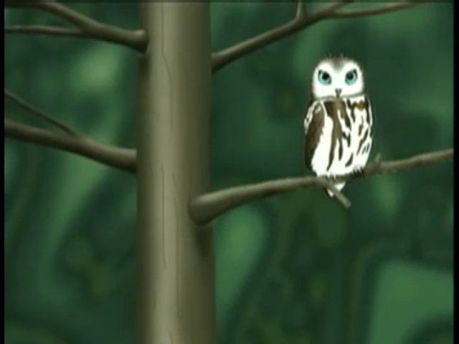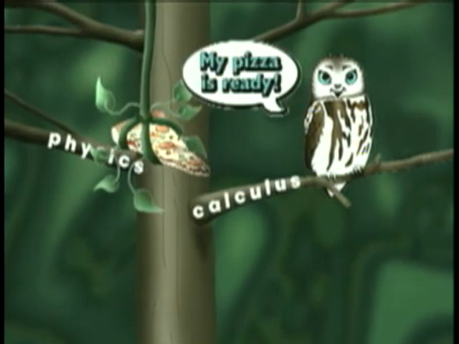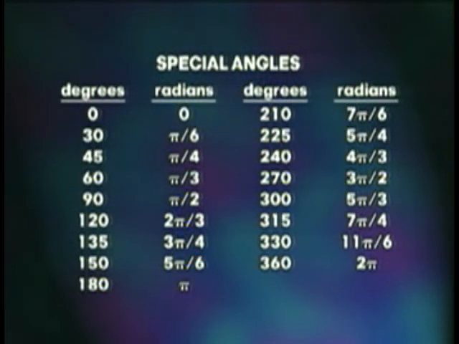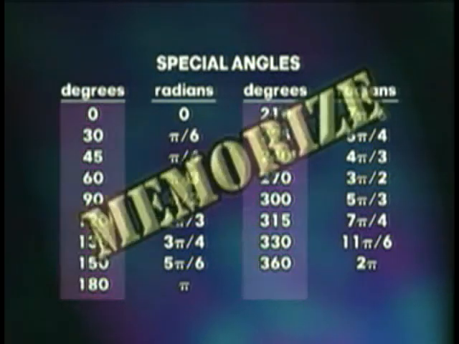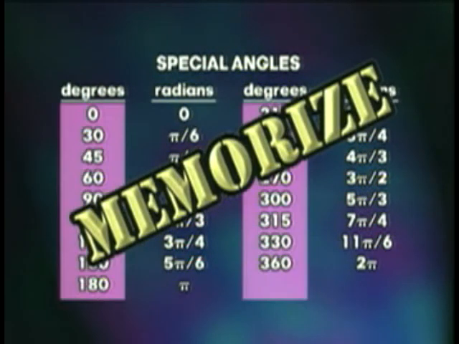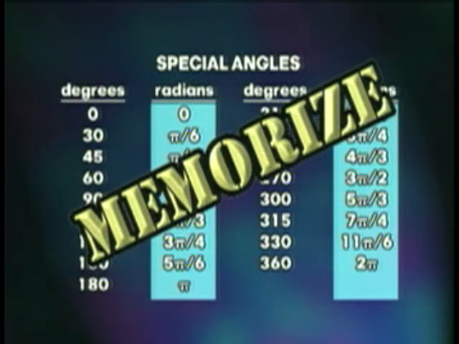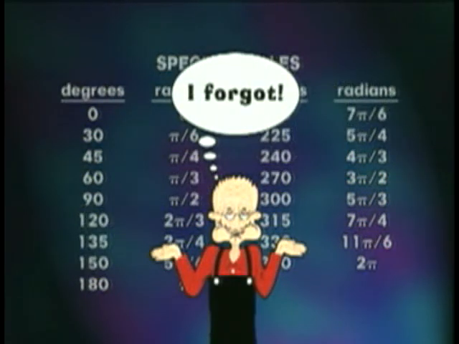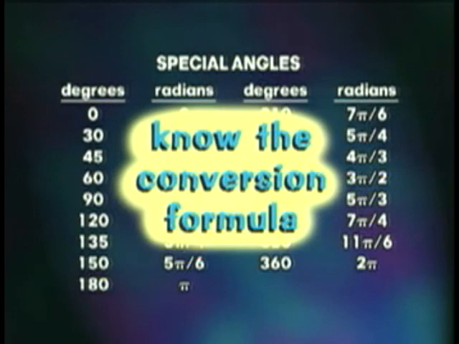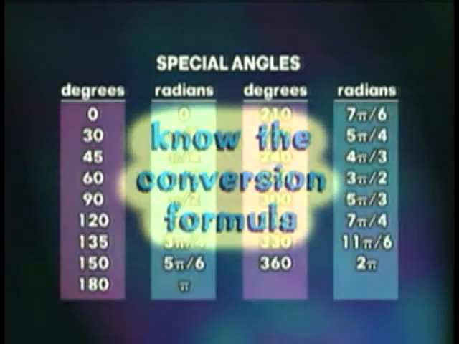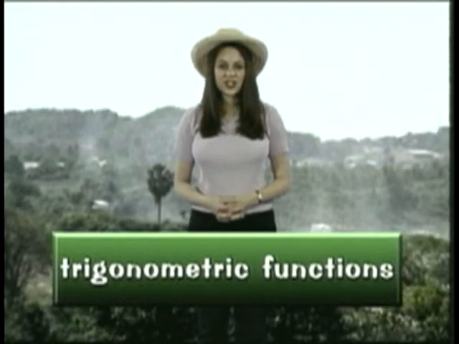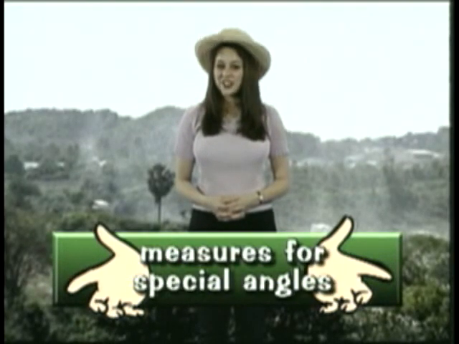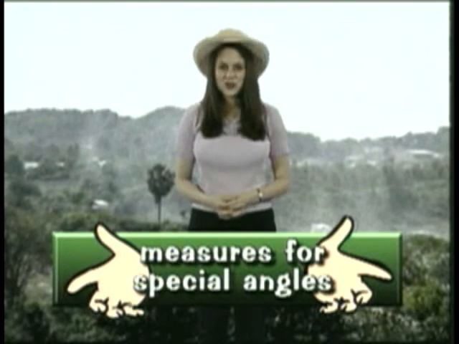These special angles we'll see over and over again in many branches of mathematics. Here's a list of the special angles with both their radian and degree measurements. You really should memorize all the special angles in their degree and radian measurements. But if you ever forget one, you only need to know the conversion formulas we just went over. We'll use these when we solve triangles, as you'll see later. When we get to trigonometric functions, the measurements for these special angles will come in very handy. So wait till we get there.